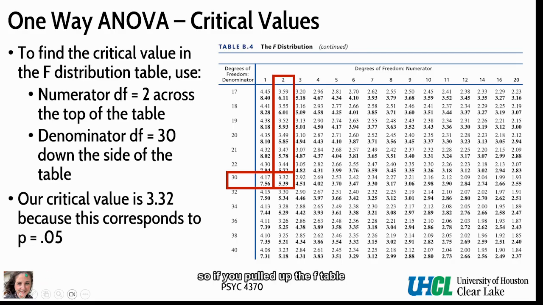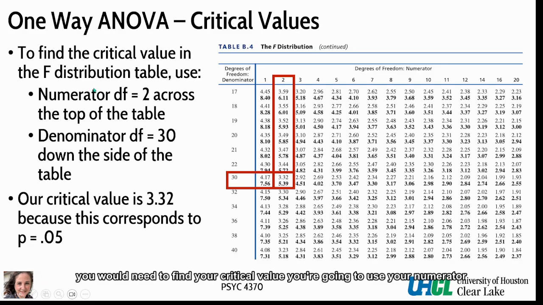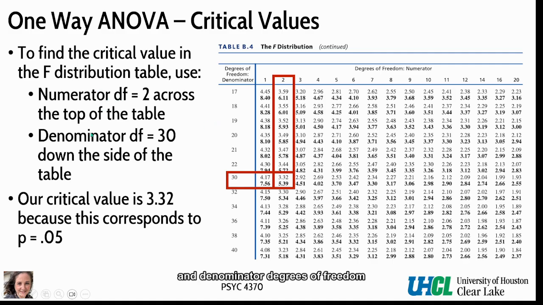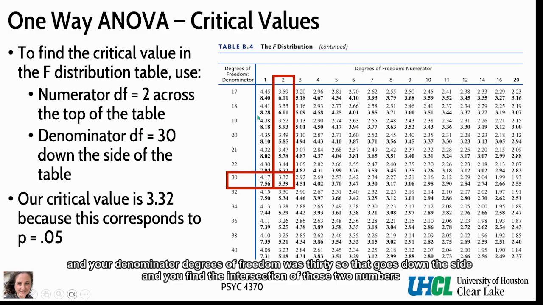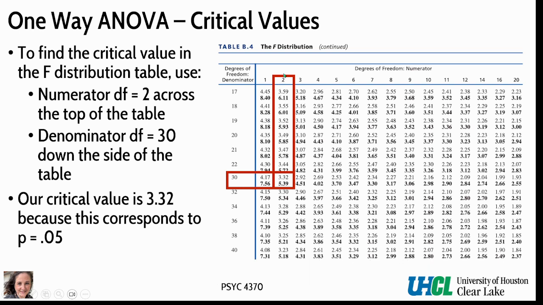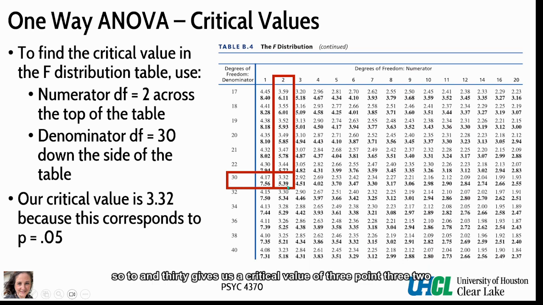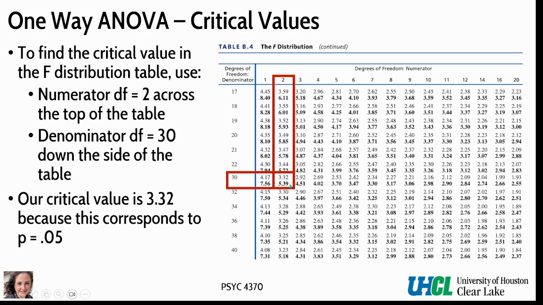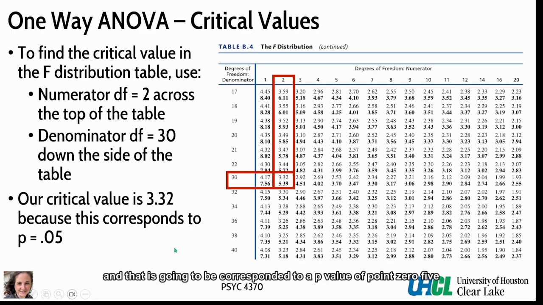So if you pulled up the F table, you would need to find your critical value. You're going to use your numerator and denominator degrees of freedom. So our numerator degrees of freedom is going to be the top number right here. We had calculated that to be 2. And your denominator degrees of freedom was 30. So that goes down the side and you find the intersection of those two numbers. So 2 and 30 gives us a critical value of 3.32. And that corresponds to a p-value of 0.05.